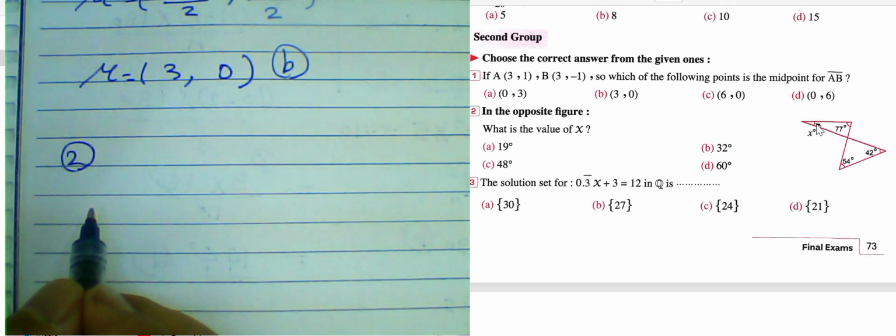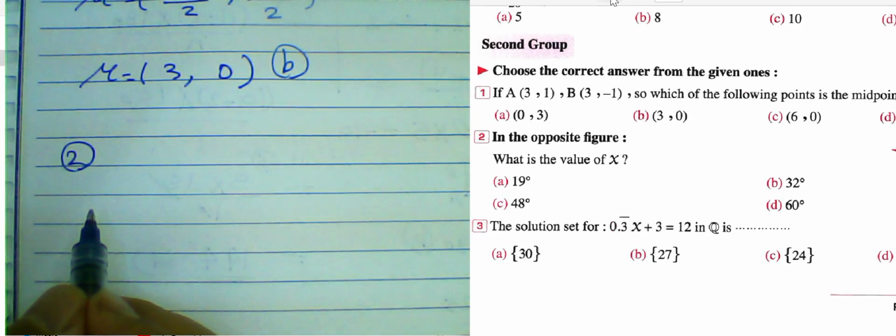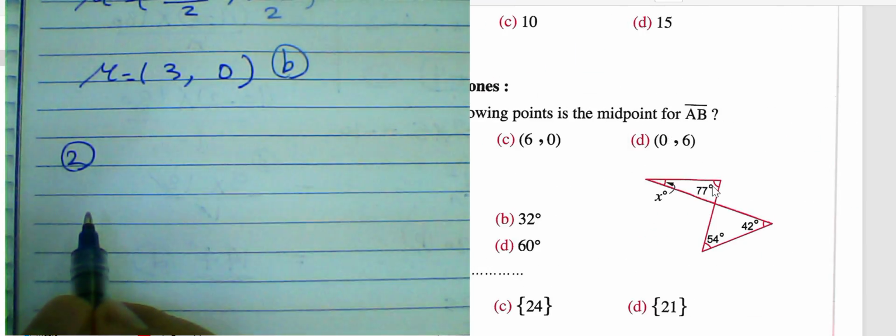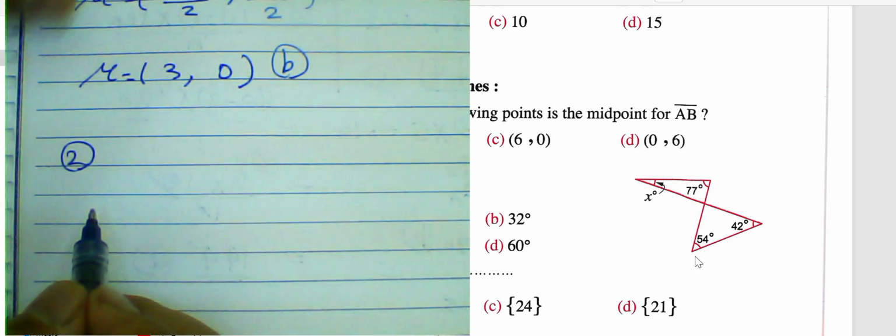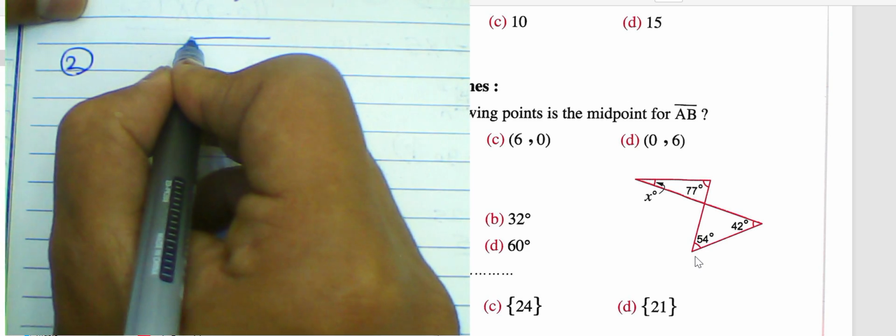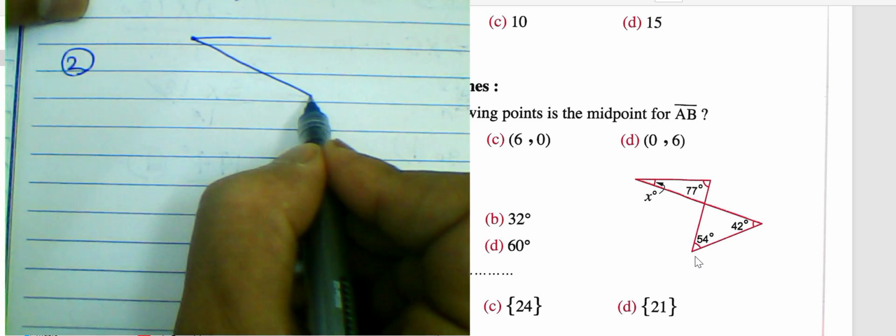We can find the value of x by, first step, finding this angle by vertical opposite angles. Look at here. We have a triangle here. The measure of this angle is 54 degrees. Okay, I will draw here to understand. Understand with me about the steps.